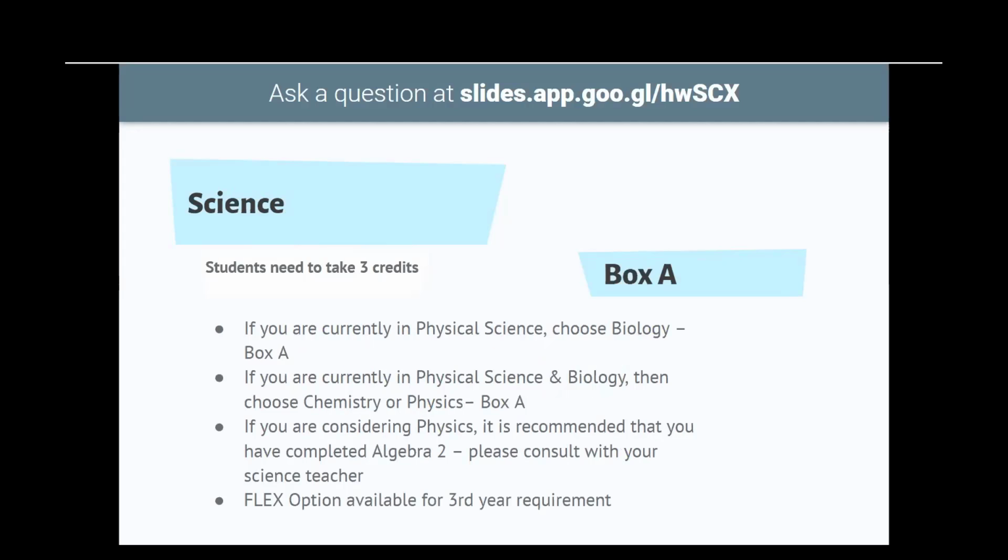Next up, we have science. If you are currently in physical science, then you would choose biology for that box A. Every student must pass physical science and biology. That is part of the graduation requirement. If you are currently taking both physical science and biology right now, well, then you have a choice of chemistry or physics for next year. Keep in mind, students who took both of those classes, the intention was to get ahead in some of those science courses so you could take more over the 4 years of high school, okay?